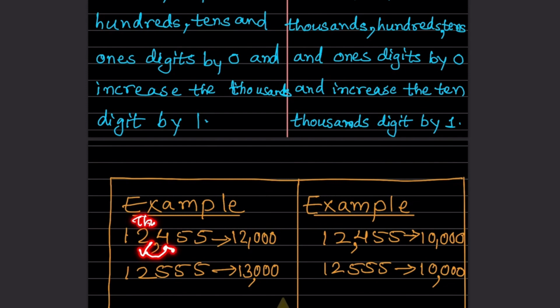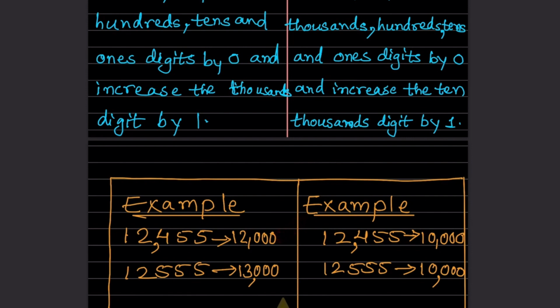So what are you going to do over here? These three numbers 4, 5, 5 are going to be 0, 0, 0. And of course 2 remains 2. Because here it is 4, isn't it? So 2 remains 2, and we don't try to think of this one. This one remains as it is. So after rounding this, it comes out to be 12,000.